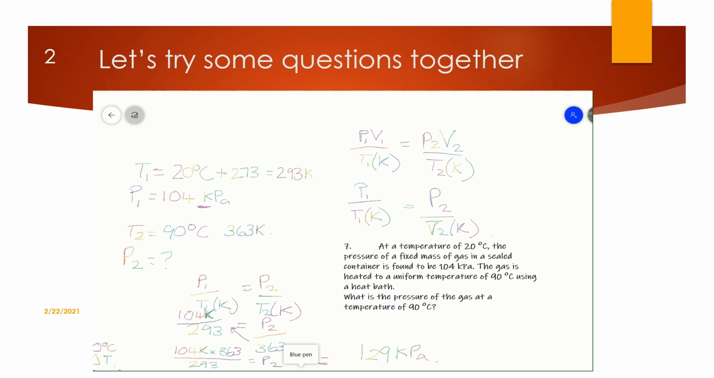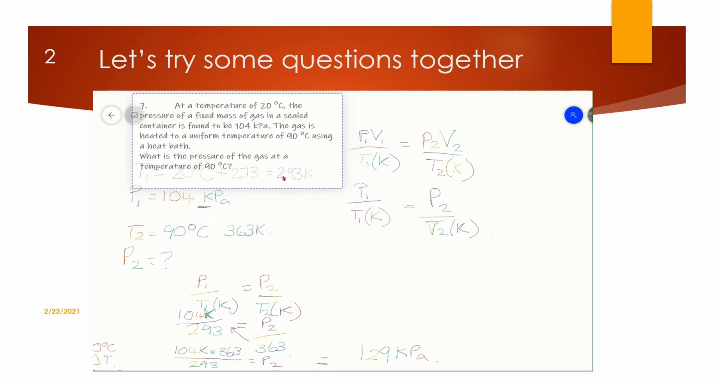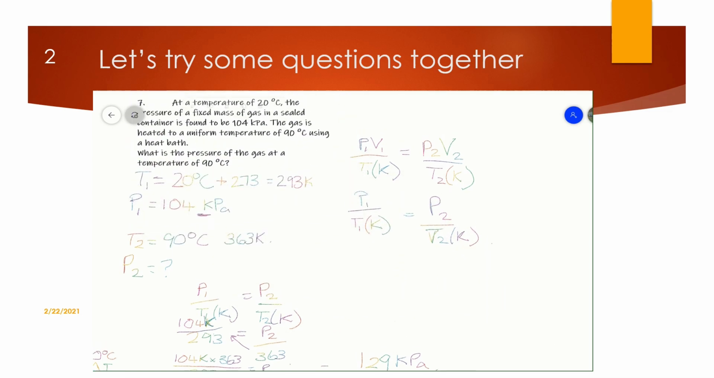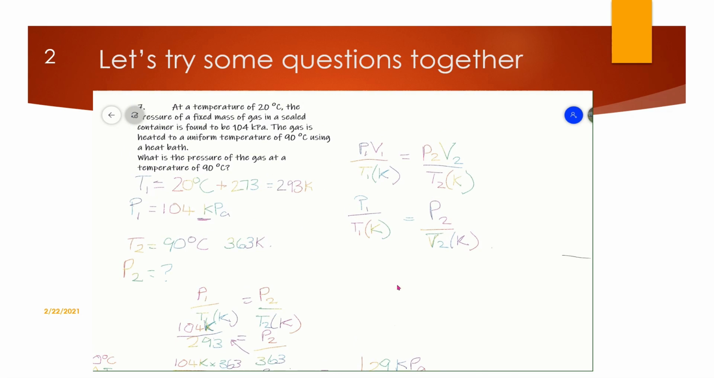Now, one thing that's really important is if what you get is on the bottom, so I'll use these same numbers and imagine that we were trying to find T2. So I'll use the same numbers up here. I'll change my pen. So imagine that we were trying to find that T2. So what we had is we had T1 equal to 293. We had P1 equal to 104 kilopascals. Sorry. We had T2 is what we're trying to find. And we've got P2 equal to 129 kilopascals.